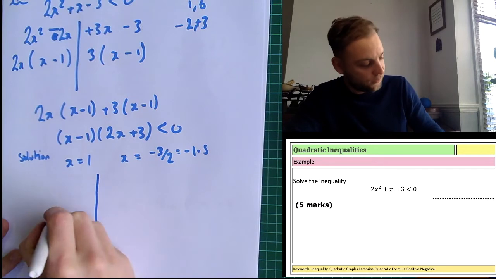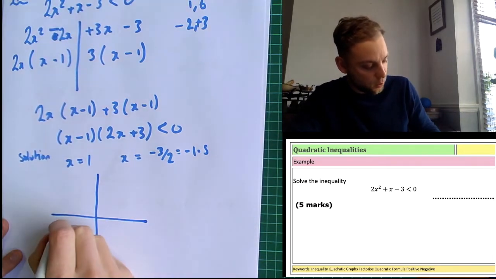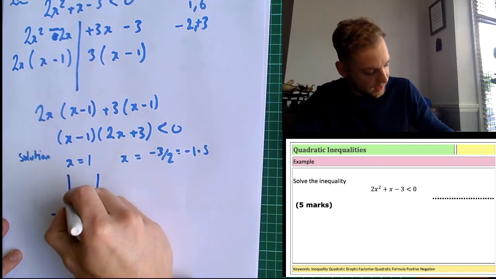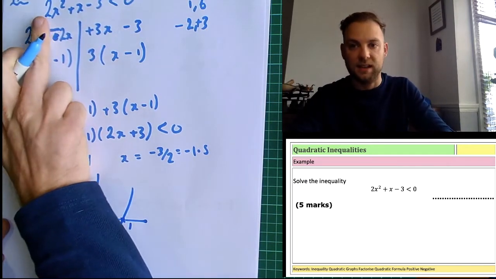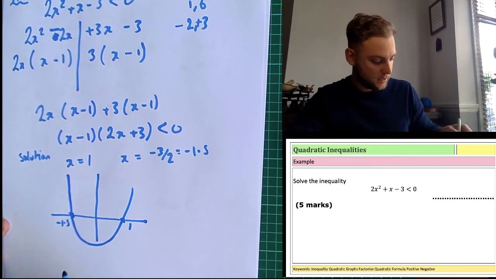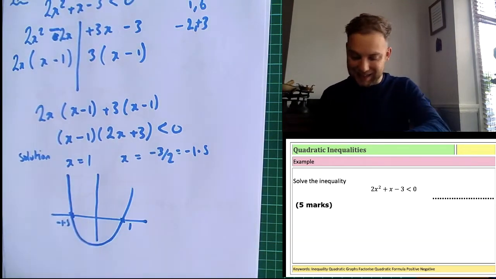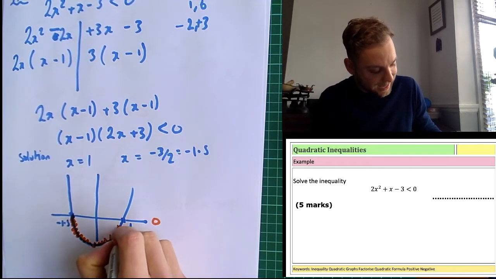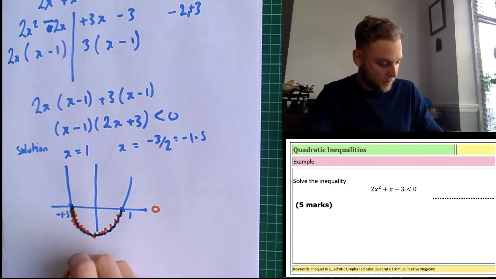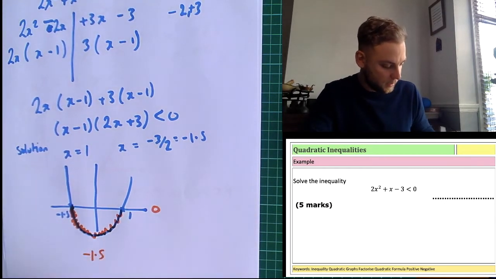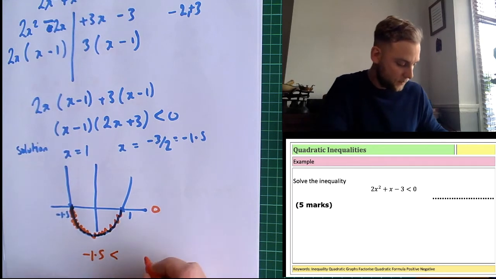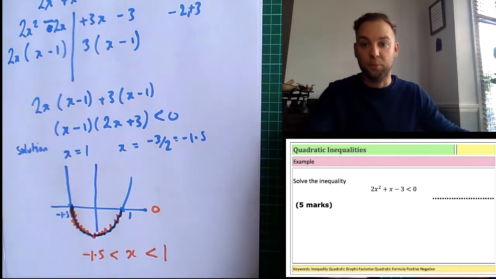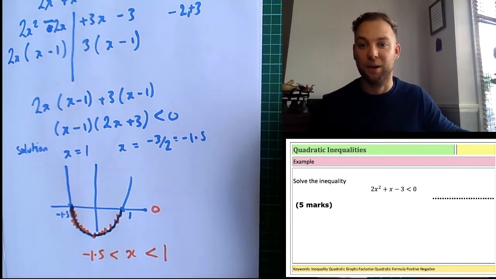So I'm going to draw my graph. It's at minus 1.5 and positive 1. These are our 2 solutions, so they're like that. It's a positive quadratic because this is positive squared. And I'm looking for when it's less than 0. So this is 0. When is it less than 0? It's here. It's connected. So that means it needs to be minus 1.5 is less than x is less than 1, like so. Brilliant. Now we've finished it, and now we've got those 5 marks.